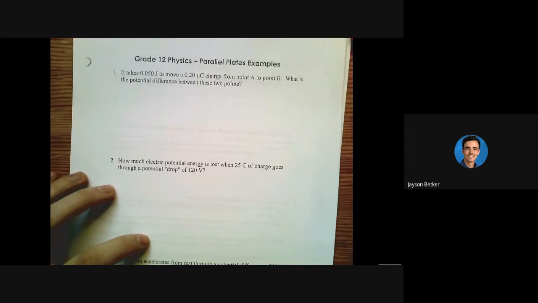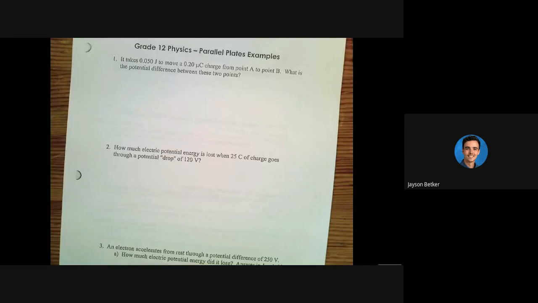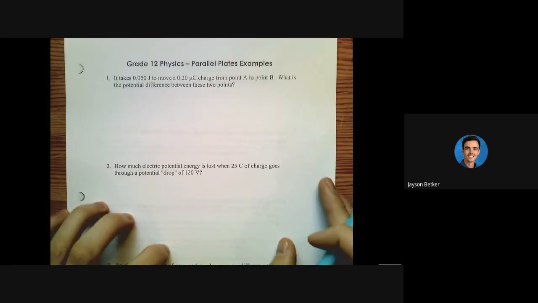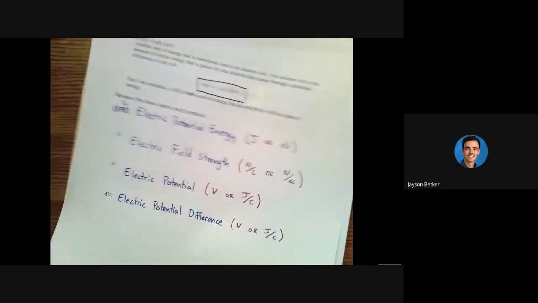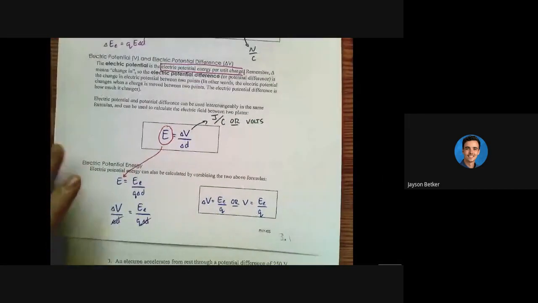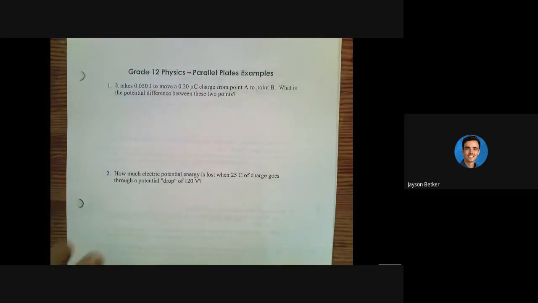So it takes 0.050 joules to move a 0.20 microcoulomb charge from point A to point B. What is the potential difference between these 2 points? Just to remind you, these are all new terms that we learned in the last lesson. If you haven't done this yet, you're going to have no clue what's going on in these questions. Make sure that you've done these notes already so that you have your formulas. Another good idea would be to have your formula sheet out right now so you know what formula to use. So let's write down everything that we know.